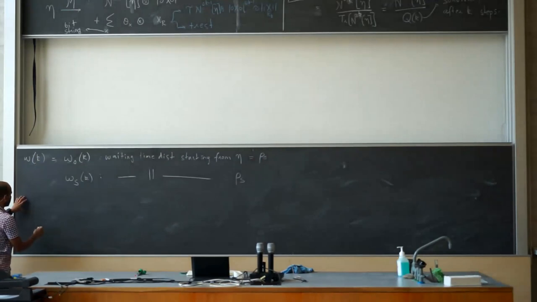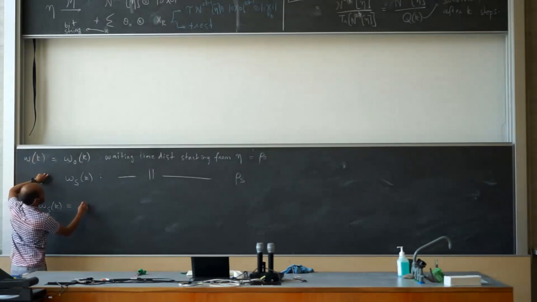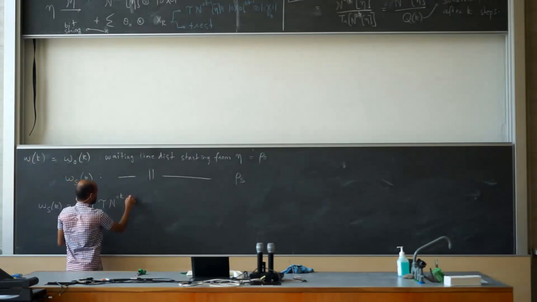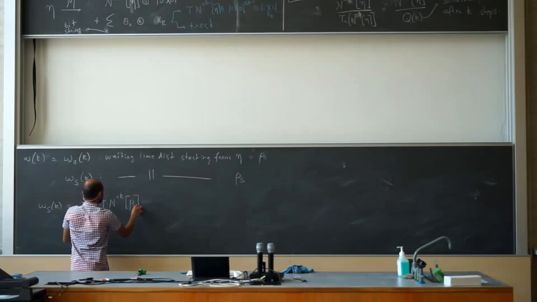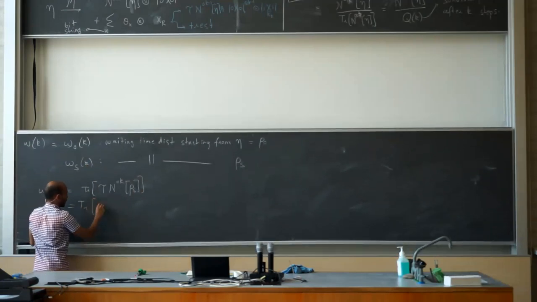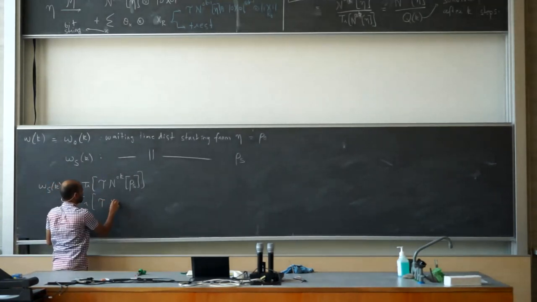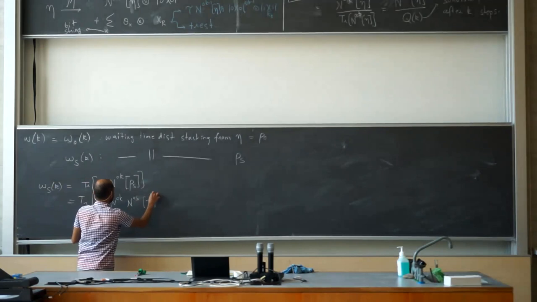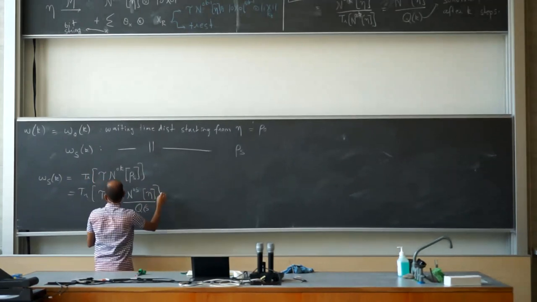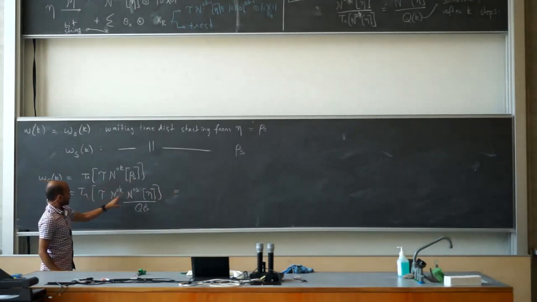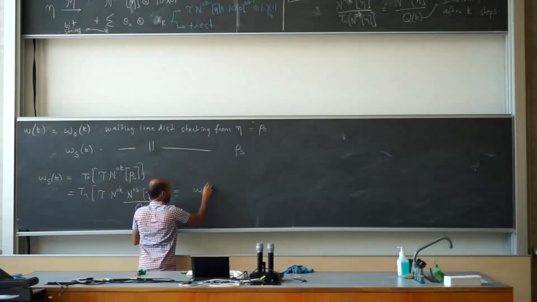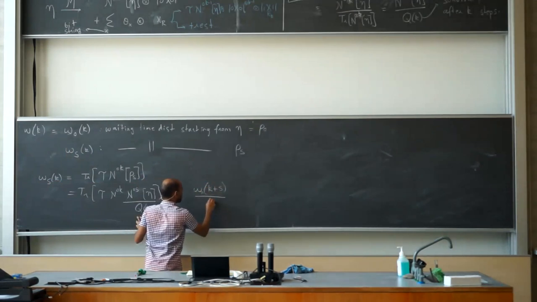And now I can just calculate what this is. So omega s of k, by the same logic, is the trace of t n applied k times, but now you apply it on rho s instead. But rho s has a particular form. Rho s is n s times acting on eta divided by q of s. And now I can just combine n k and n s, which is n k plus s acting on eta. But that is the definition of the original waiting time, just with k plus s. So it's omega naught of k plus s divided by q of s.